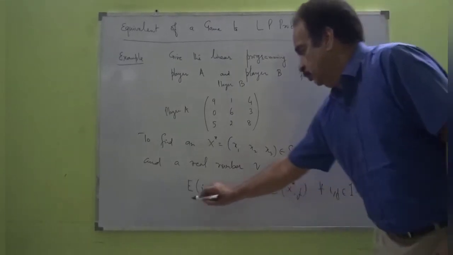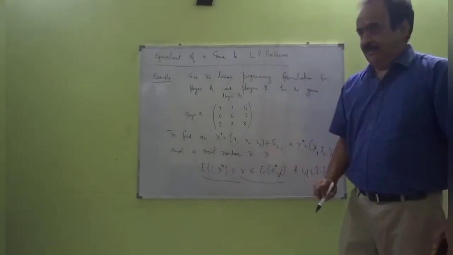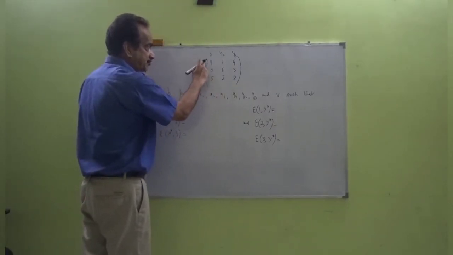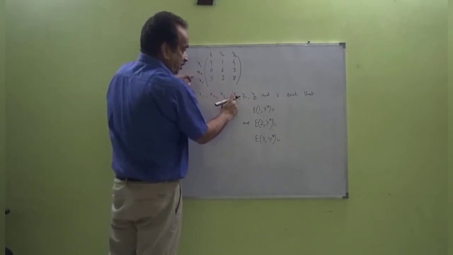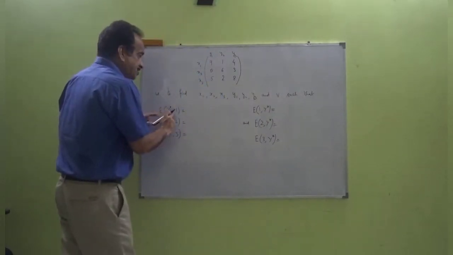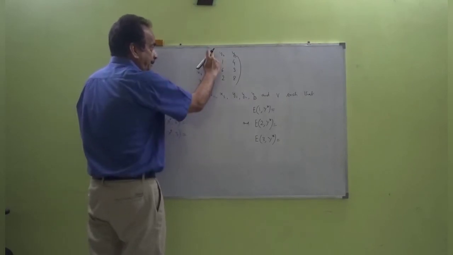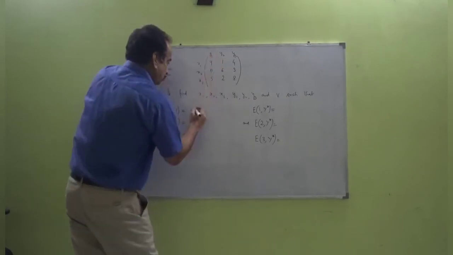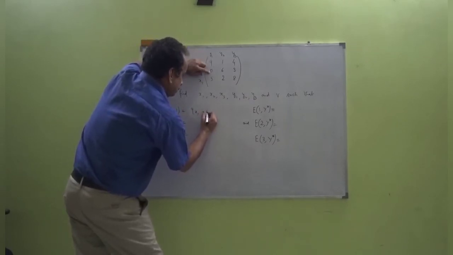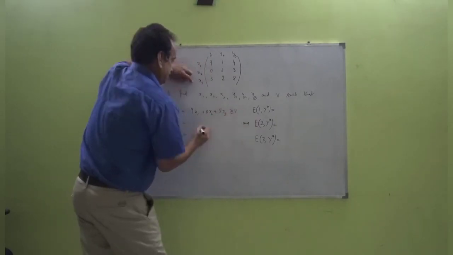Now let's write all these over here. This is for P2, whereas this is for P1. That is, to find x1, x2, x3, the optimal strategy for P1, and y1, y2, y3 for P2, and V, such that E(x star, 1), which involves x star and column 1 from P2, will be 9x1 plus 0x2 plus 5x3. This should be greater than or equal to V.